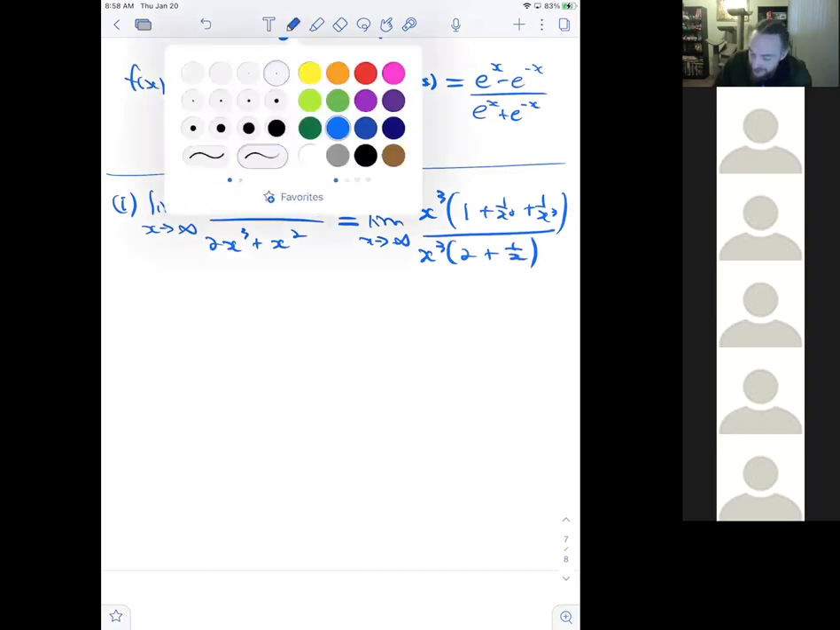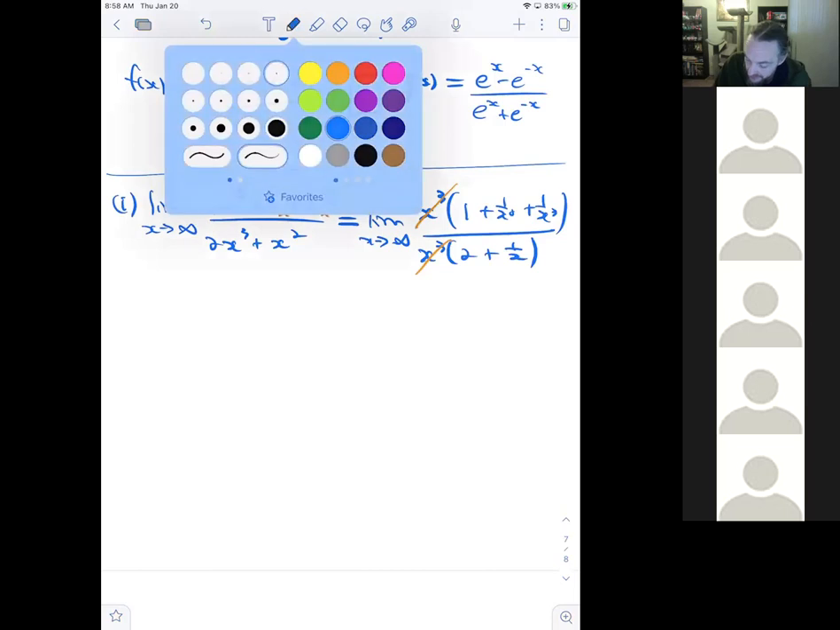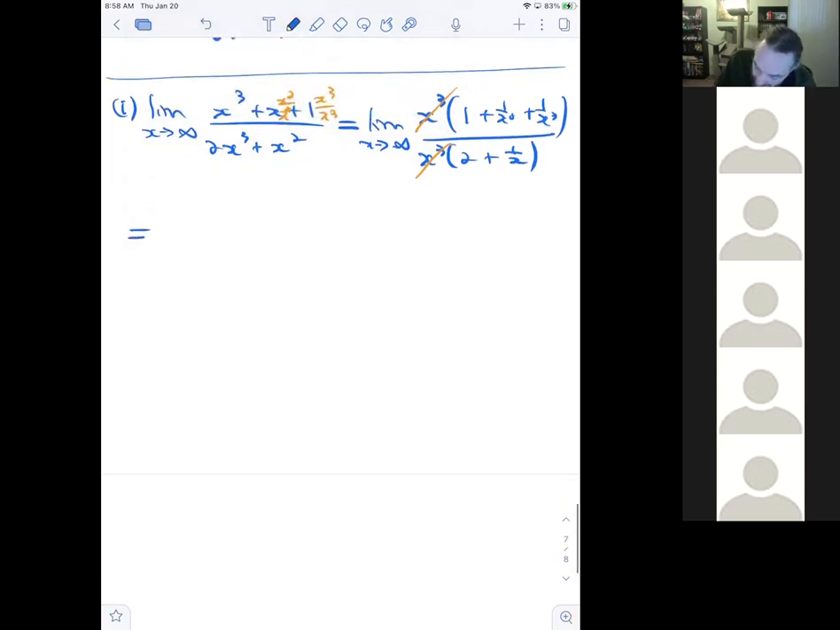Those will now cancel after I pull out the highest power on the top and the bottom. How I'm really doing that is I'm writing x cubed over x cubed, x squared over x squared. I'm doing the same thing, I'm multiplying by my dirty trick, squeezing it in there. Now I can factor out x cubed out of each one. What does that give me? This gives me the limit as x approaches infinity of 1 plus 1 over x squared plus 1 over x cubed over 2 plus 1 over x.